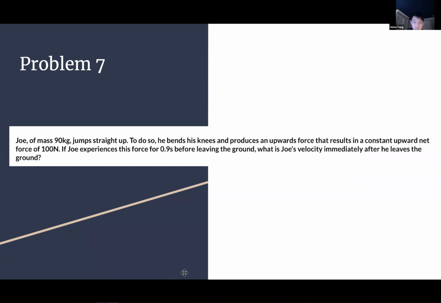Okay, so I'll explain the question now. So Joe with mass 90 kg jumps straight up. To do so, he bends his knees and produces an upward force that results in a constant upward net force of 100 newtons. If Joe experiences this force for 0.9 seconds after leaving the ground, what is his velocity after he leaves the ground?